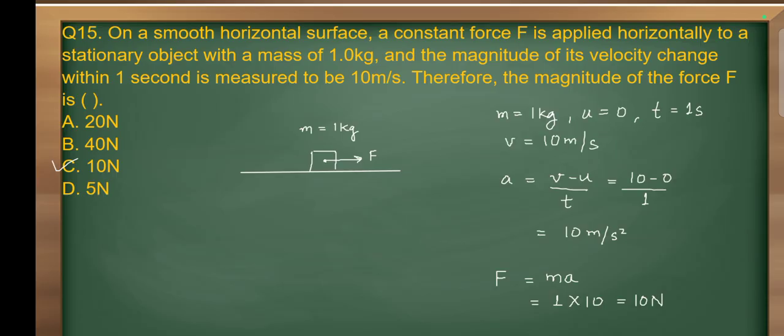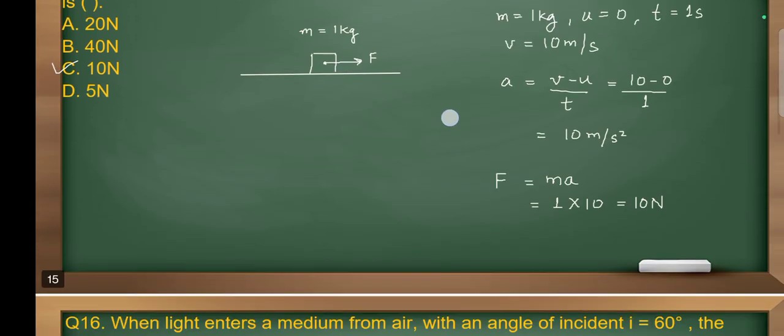So we know that for calculating force, acceleration is required, and we can calculate acceleration. a is equal to final velocity minus initial velocity divided by time. So we will put the value of v, that is 10, minus initial velocity is 0, divided by time, that is 1 second, and we will get acceleration is equal to 10 meter per second square. And in the equation F is equal to ma, we will put the value of mass, that is 1, and acceleration is equal to 10. We will get force of 10 Newton. So option C is correct.